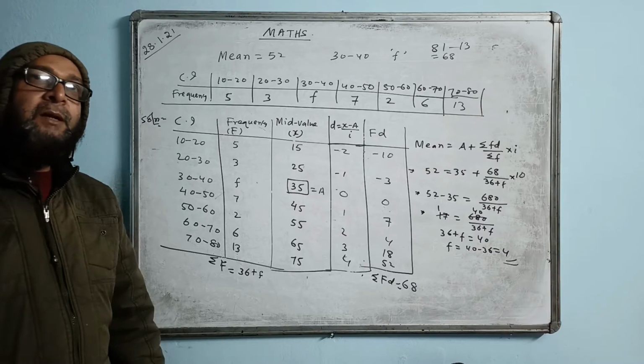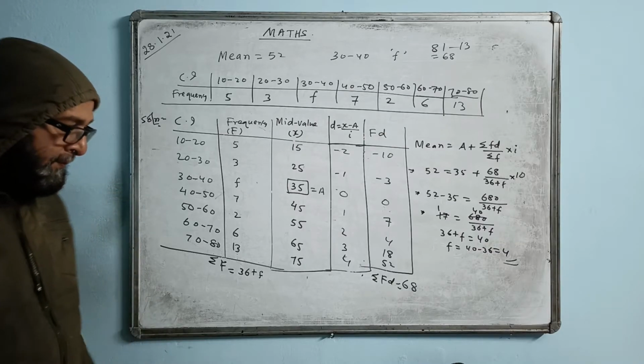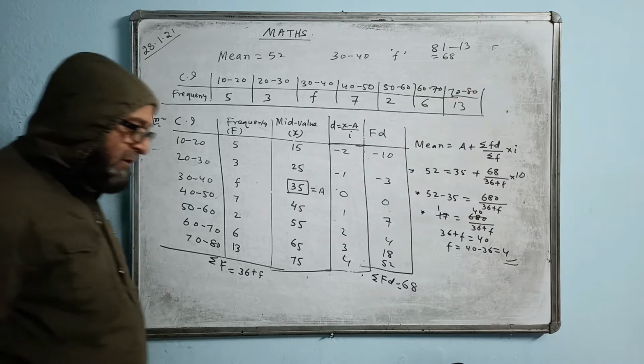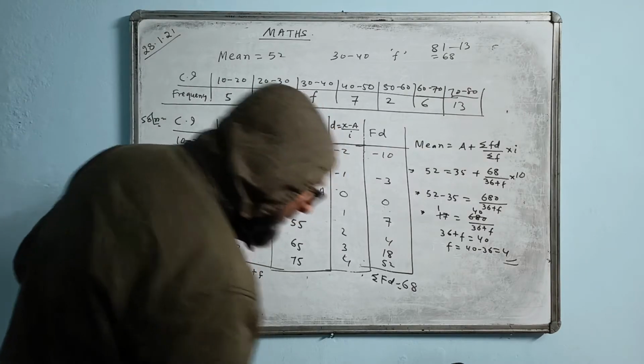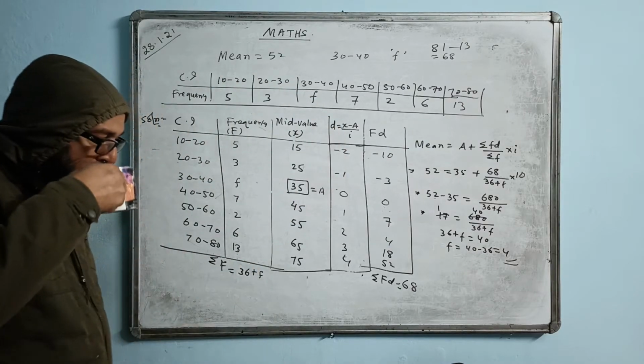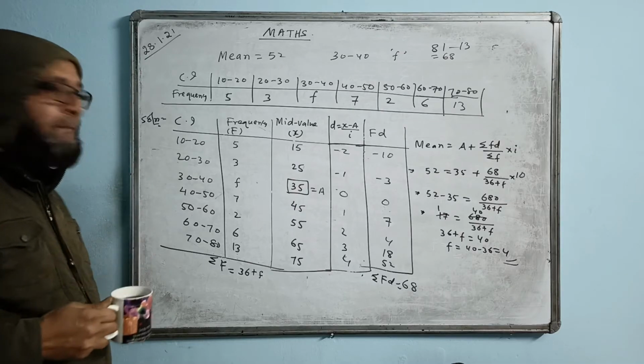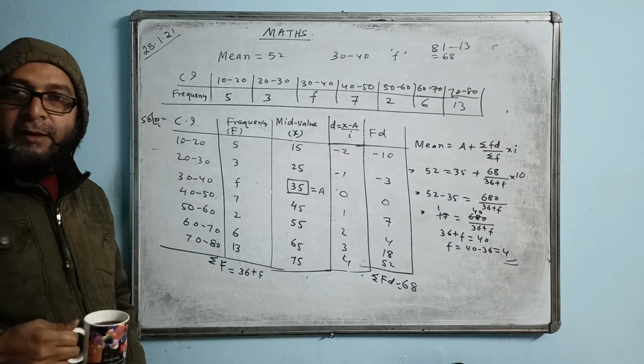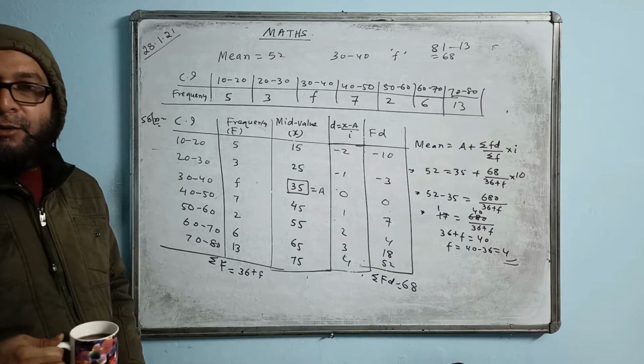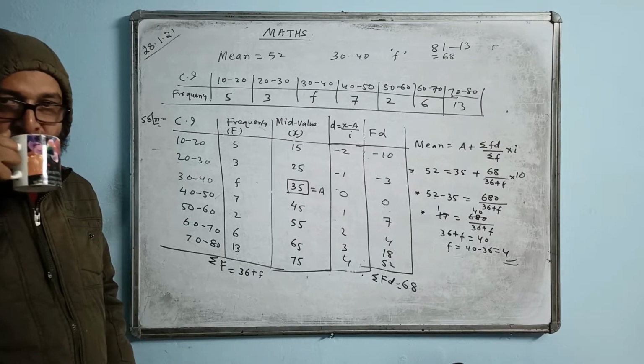So, which method will you adopt? Step deviation method or the first method? Yes. In front of unknowns, where unknowns come in, you take that as A and then you work it out.